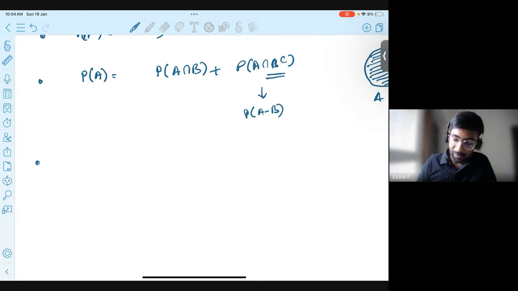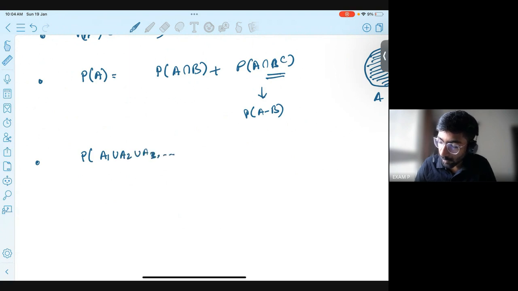Exhaustive events. For exhaustive events, let's say A1 to AN, when you take the union of A1, A2, A3, and union AN, that should give you 1 because these are all exhaustive. Hence, they make the entire sample space. So entire sample space probability is 1. What else?